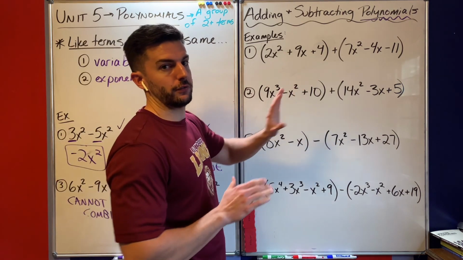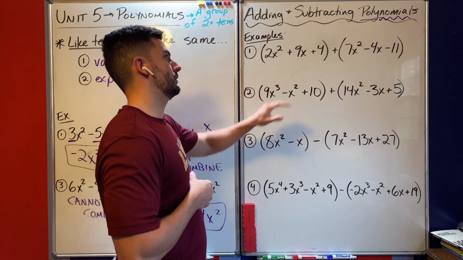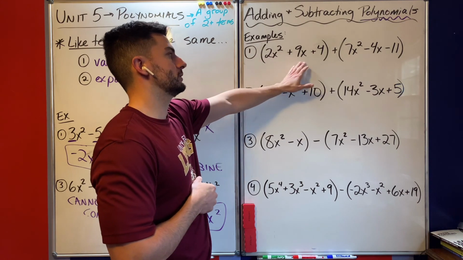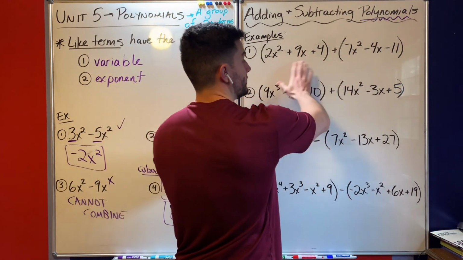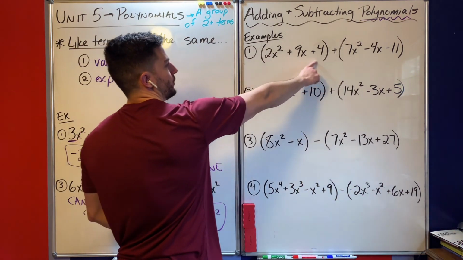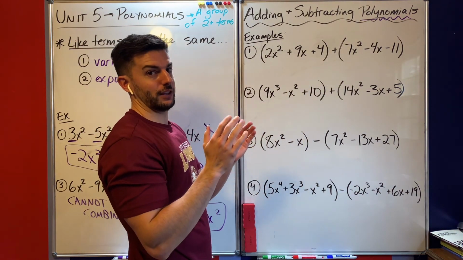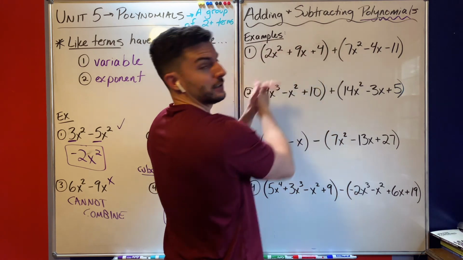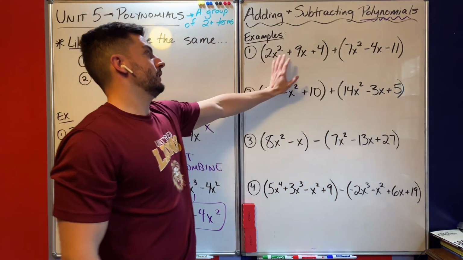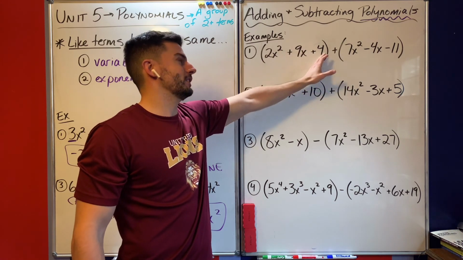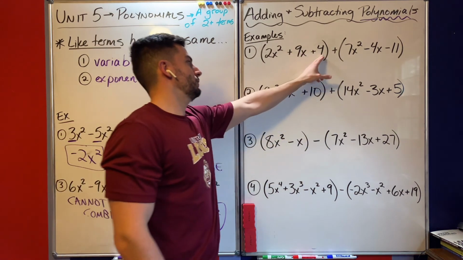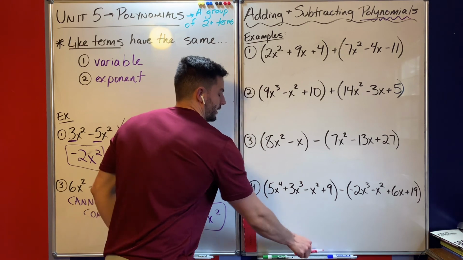Okay, so if we look at this first one, let's just break down what this is saying. This is saying 2x squared plus 9x plus 4. So that's one group. Within this one group, there's nothing I can combine to make this group smaller, because these two have x's, but they both aren't x squareds, and this one doesn't have anything at all.